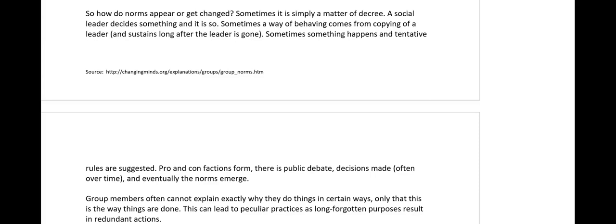So how do norms appear? Sometimes it is a matter of decree. The team either saying or the team leader deciding that things are going to be a certain way. Team leaders have to be careful about this though. If they do it on their own, will the team support them, or will there be a bit of a subversion underneath and sort of erode some of those norms that the person's hoping to sustain? Really important to not only get buy-in, to really get a conversation going about those norms to ensure people are on board with it.